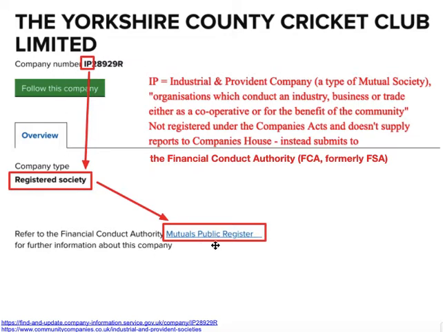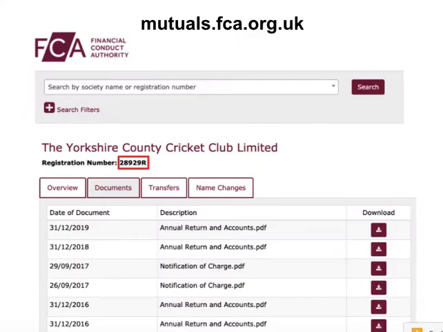Now, when you come across a company like this, an IP, an industrial and provident company, it should link to the mutual's public register. But if not, that's where you need to go anyway. It looks like this, and it's at this address, and you would search that for the accounts. And once you're there, it's similar documents again, but sometimes with a bit more information.